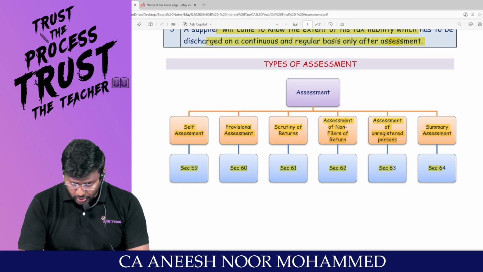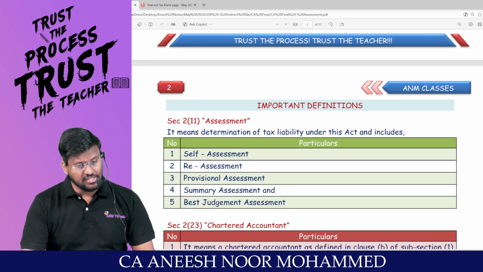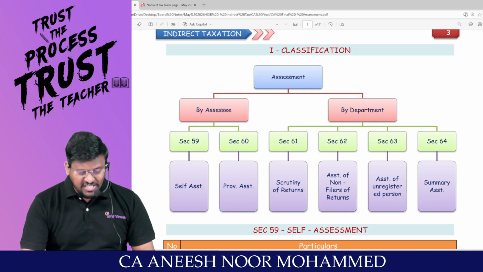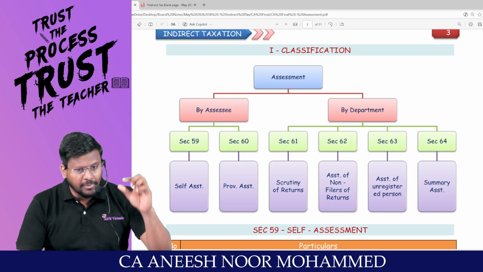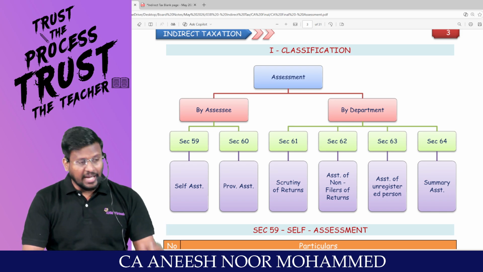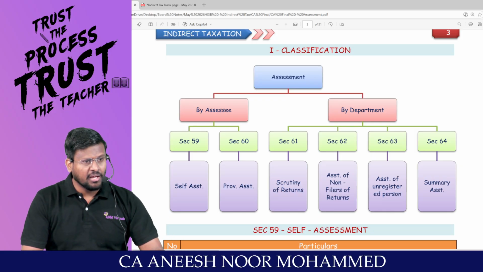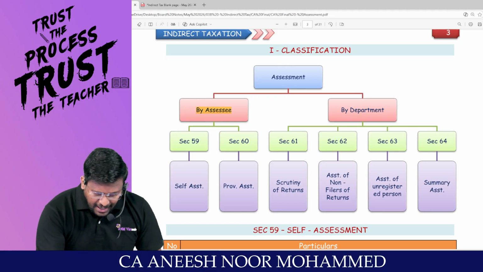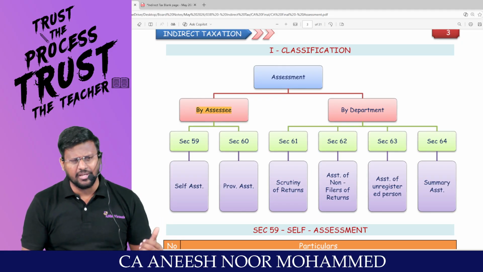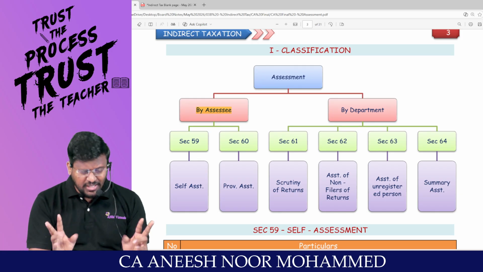So as we understood, 2 people will do the assessment. Number 1, assessment will be done by the assessee and assessment will be done by the department. The assessee's assessment is called self-assessment. If I am an assessee, assessee means taxpayer, there are only 2 circumstances.